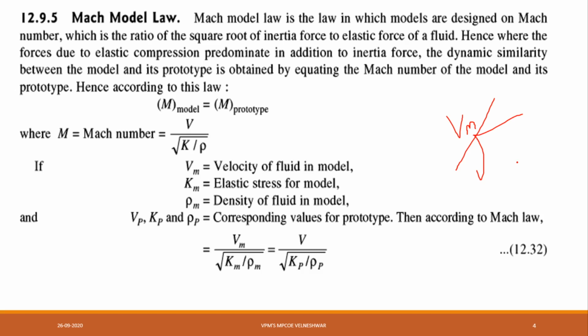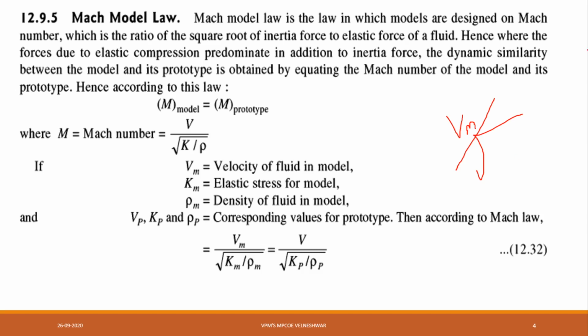Hence it is used where the forces due to elastic compression predominate in addition to inertia force. Generally here, whatever elastic compression is there will be based on inertia force. The dynamic similarity between model and prototype is obtained by equating the Mach number of the model and its prototype. Here M is nothing but Mach number.